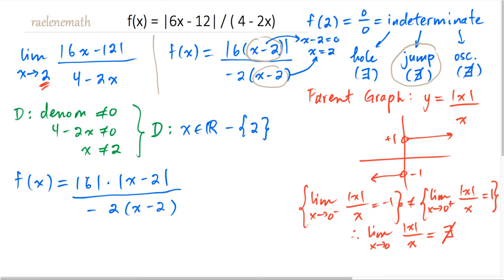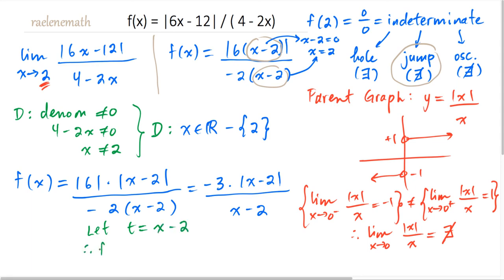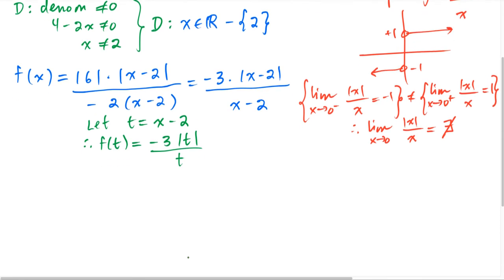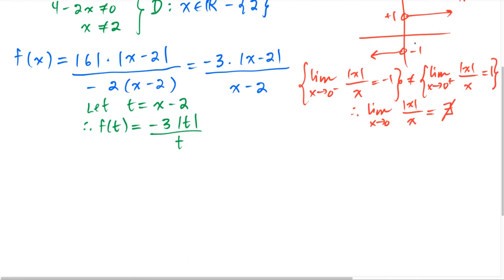So the absolute value of 6 is 6 divided by negative 2 gives me negative 3. And then I have the absolute value of x minus 2 over x minus 2 like this. If I were to take a substitution, let t equal x minus 2, then I could rewrite this equation as a function of t, and it would be negative 3 times the absolute value of t over t. What this would allow me to do would be to transform my red graph by doing a vertical scaling of 3 and a vertical reflection.